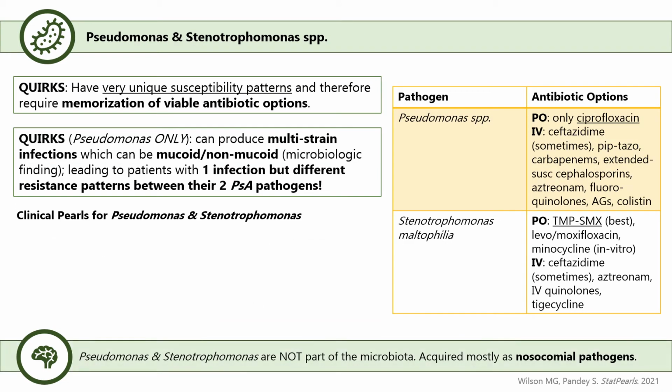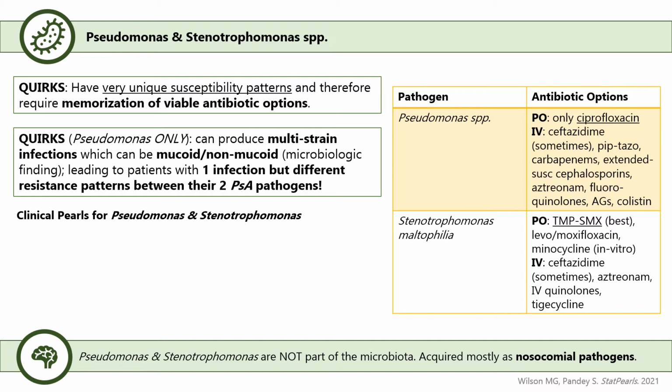The last important group of organisms to know well are the non-lactose fermenting gram-negatives, Pseudomonas and Stenotrophomonas. The reason these are important organisms to be aware of is that they exhibit unique and specific typical drug resistance profiles that leave many drugs that are typically effective against gram-negatives inactive. We need to therefore memorize some antibiotic options against them when they are suspected, i.e. when the gram stain demonstrates non-lactose fermenting gram-negative bacilli.